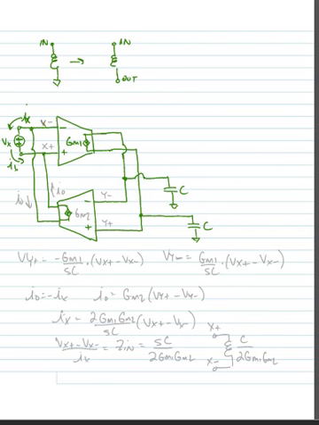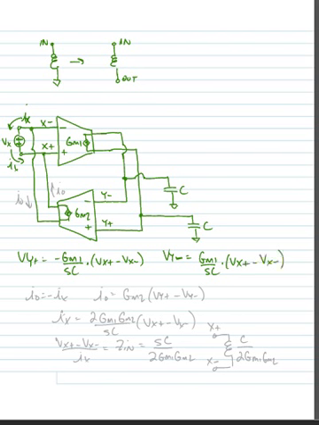Alright, let's label this node X minus and this node X plus, and we'll label this node Y minus and this node Y plus. Now we can write that Vy plus is equal to minus GM1 divided by SC times Vx plus minus Vx minus. We can say Vy minus is equal to GM1 divided by SC times Vx plus minus Vx minus.